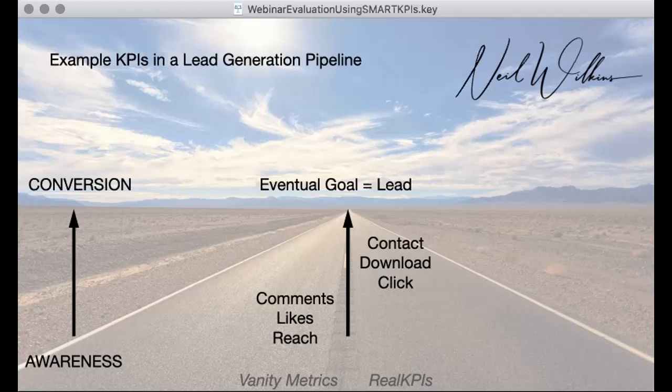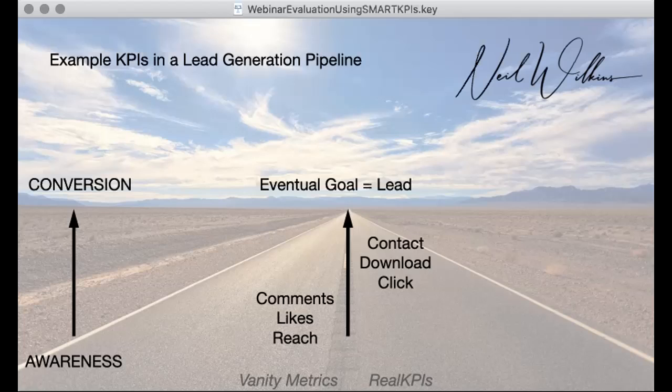Now, if in that pipeline of moving somebody from awareness to that point of conversion, and let's call it our lead generation pipeline, we have a series of activities. We've got a journey, we call it the customer journey. And they will go through a variety of different steps as they go through that journey. And of course, at each of those steps, we have the opportunity to put, if we wish to, a KPI.